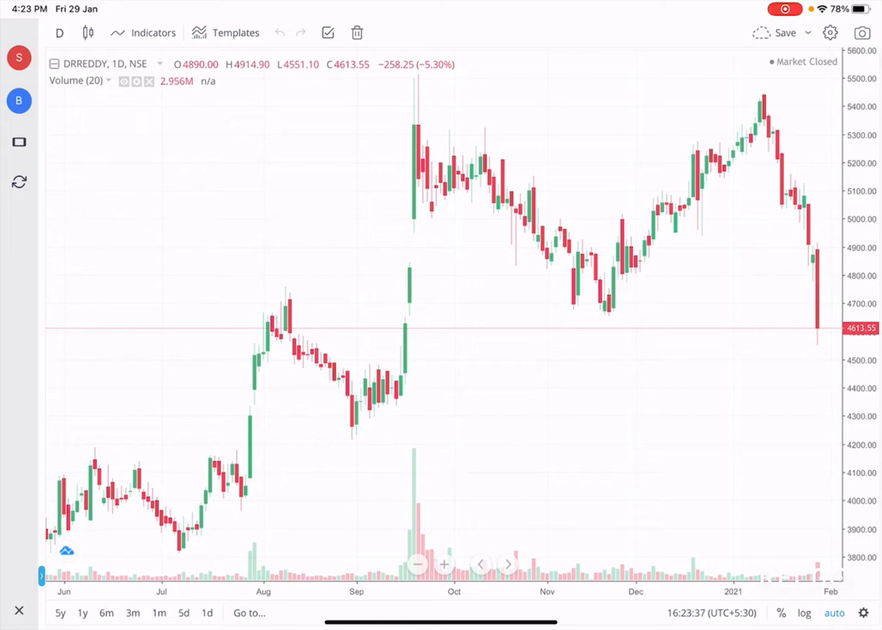Today I'll give you a couple of examples, because today I have done two intraday trades in two stocks using the same strategy. So I'll show you them.